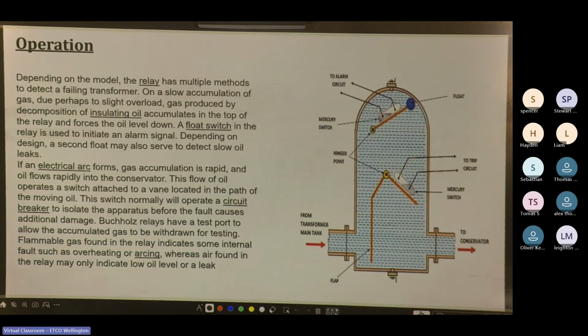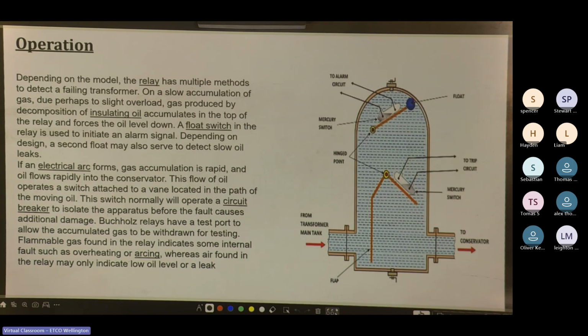So the operation: depending on the model, the relay has multiple methods to detect a failing transformer. On a slow accumulation of gas, due perhaps to slight overload, gas produced by the decomposition of insulating oil accumulates in the top of the relay and forces the oil level down. A float switch in the relay is used to initiate an alarm signal, depending on design. A second float may also serve to detect slow oil leaks.